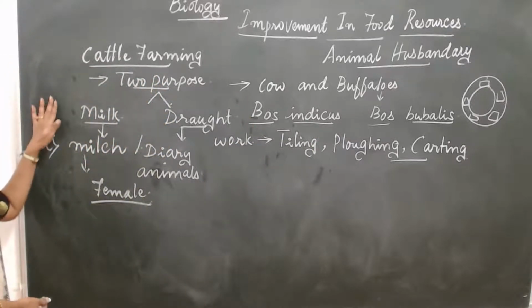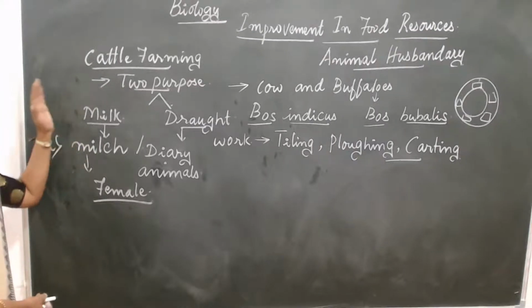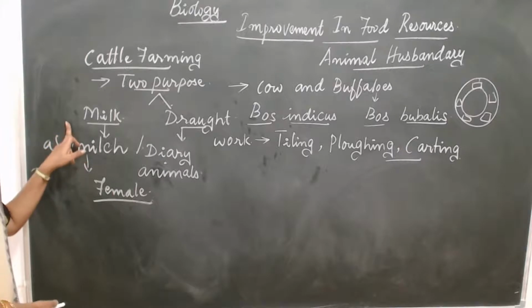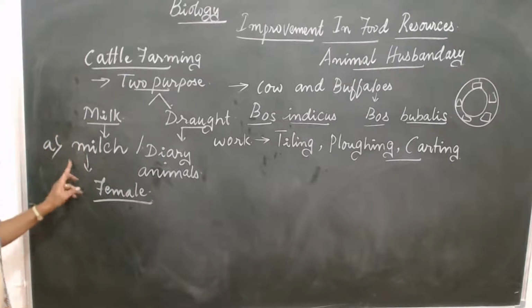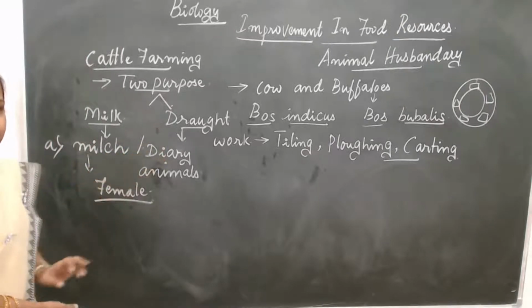Then, depending on why we are making use of the cattle, that is the purpose for which the animals are being used, the first one is the milk producing animals, or you can call them milk animals. And the second is the draught animals.